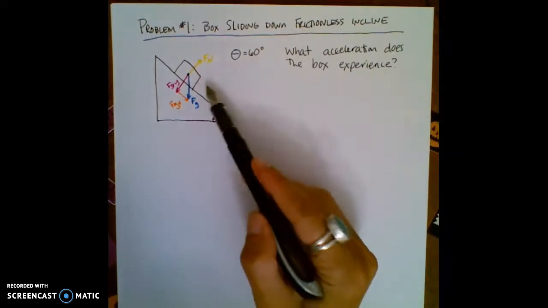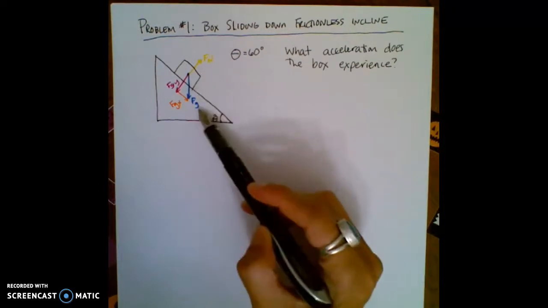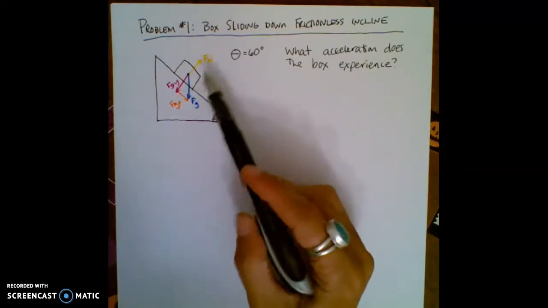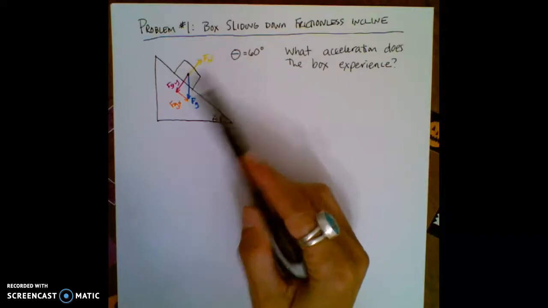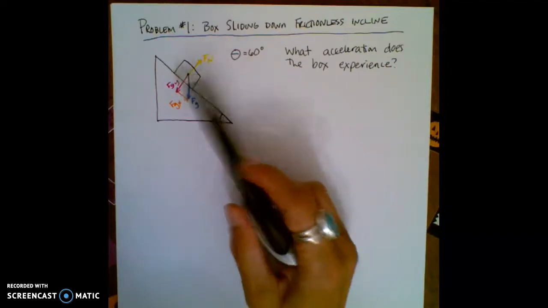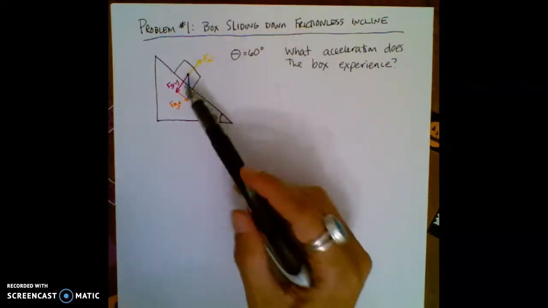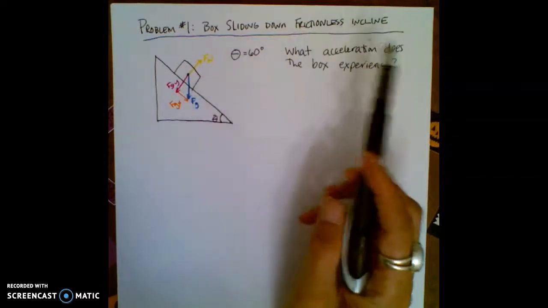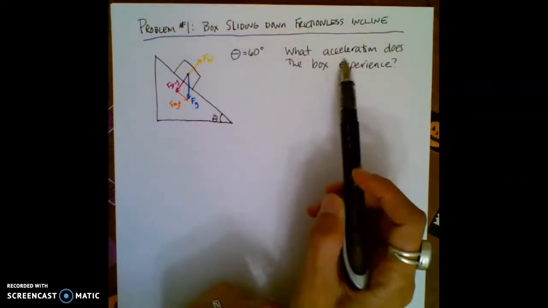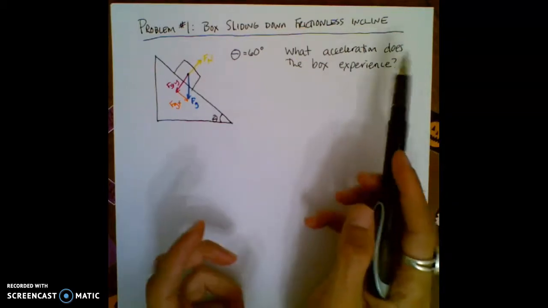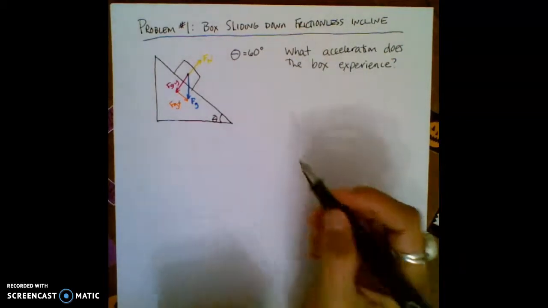And you can see that I've already drawn my free body diagram, so I have the weight pointed straight down towards the center of the earth. I have the normal force pointed perpendicular to the surface. I don't have any friction because it's saying it's frictionless. And then I've drawn in my components for the weight. And then I'm curious to know what the acceleration the box experiences as it goes down this incline.